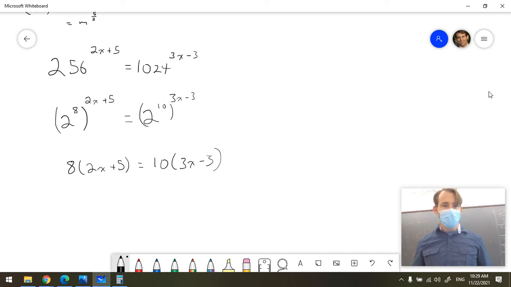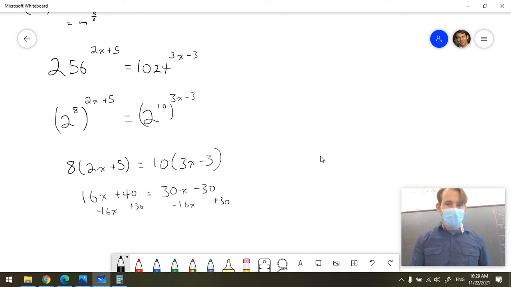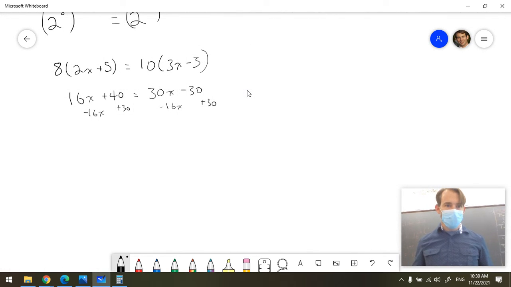And then I do that. So this is 16x plus 40 is equal to 30x minus 30. Move all the numbers over here, all the exponents over there. Let's go the other way. Let's do minus 16x plus 30 to both sides. So now that will give me 70 is equal to 46x. That's a funny answer. 70 over 46 is x.